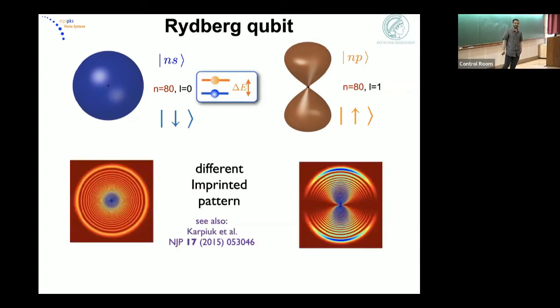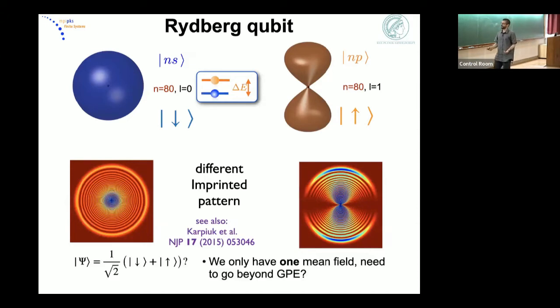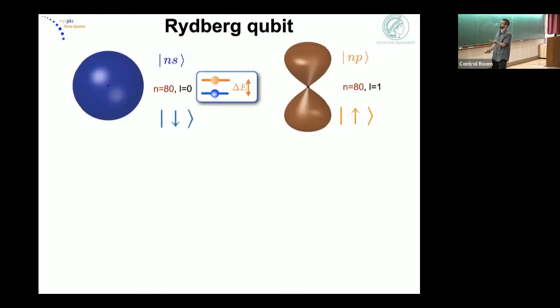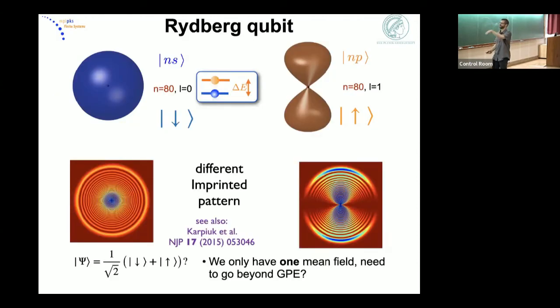I told you already, if you have an S state, you imprint the S orbital. If you have a P state, you imprint the P orbital. Now if you have a superposition, what do you imprint? I only have one mean field, so that won't work. It already indicates we need to go beyond mean field. So we really expect the condensate to go into a superposition of having imprinted this and having imprinted that.